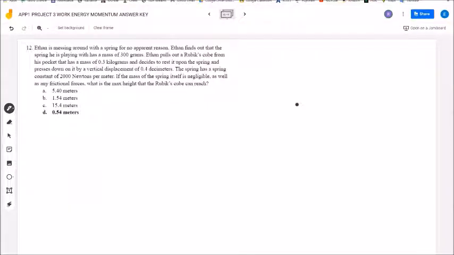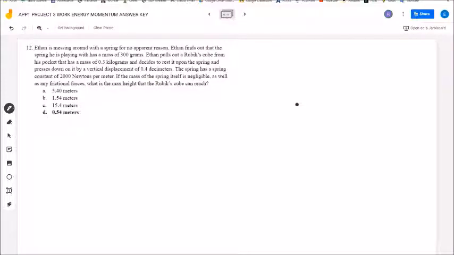Next. Ethan is messing around with a spring for no apparent reason. Ethan finds out that the spring he is playing with has a mass of 300 grams. Ethan pulls out a Rubik's Cube from his pocket. I don't know why he has a Rubik's Cube in his pocket. That has a mass of 0.3 kilograms. Well, 300 grams and 0.3 kilograms are the same. They're the same mass.